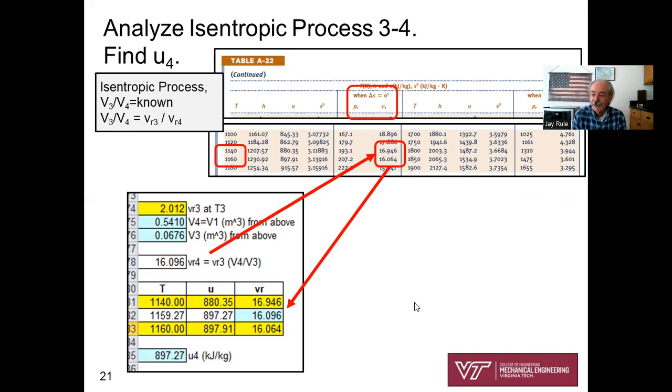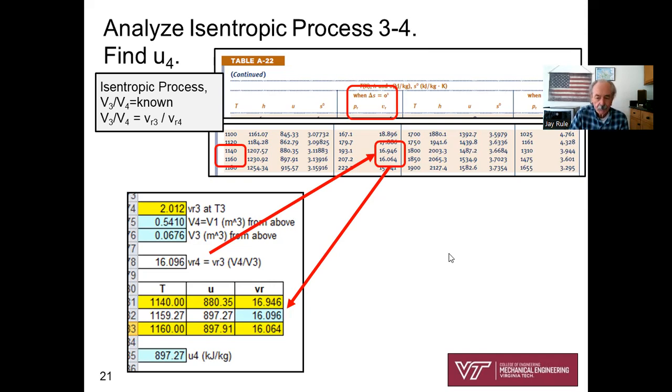Now we're going to move on to process 3 to 4. That's the power stroke. That's the expansion process. Okay. You see the repetition, same drill. So for the isentropic process, well, look, we know V3 over V4. That's going to be V1 over V2. Go back and look at the PV diagram.